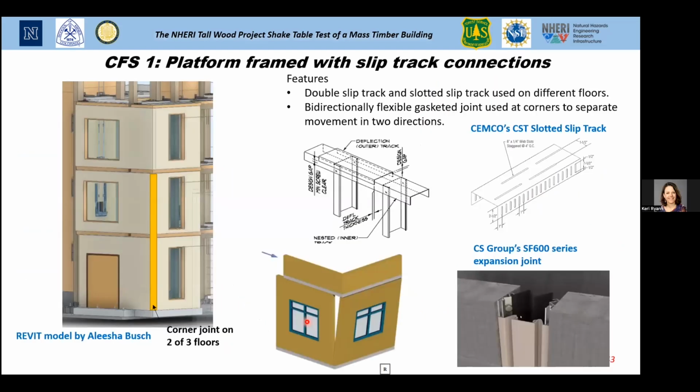So this is how these work. CFS1, the first one, is an L-shaped subassembly on one corner of the building. It is platform framed, which means that it bears down on the floor below. So it's connected, singly connected, separate units floor to floor. And the way we allow it to move is by having a slip joint at the top of the wall.